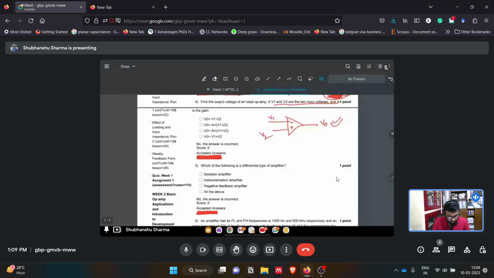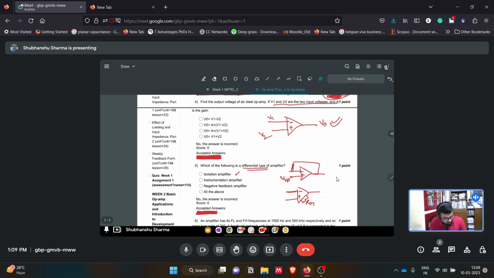Which of the following is a differential type of amplifier? So they are talking about the differential type of amplifier. First, you should know what these amplifiers mentioned here are. The isolation amplifier we talked about, that is the buffer. This is minus, this is plus, this is the input which we give. Then the instrumentation amplifier has one resistor which controls the gain of the op amp. We give V1 and V2 here. Basically this is an IC. It consists of three op amps inside it.